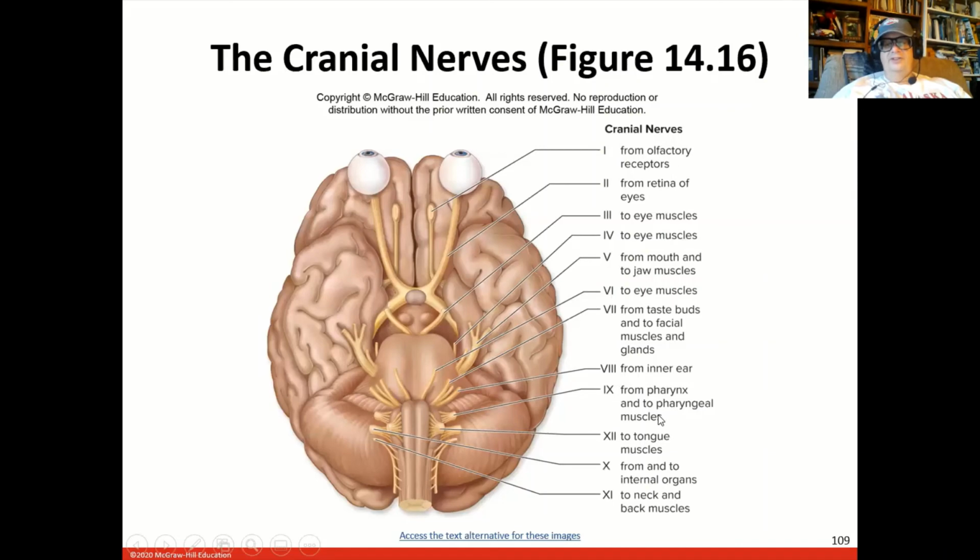Frontopharynx and pharyngeal muscles. Yeah, these are straightforward. Glosso for tongue muscles. And 10, the vagus, goes everywhere. And tell me why 12 up there. Where's my 11, 10? Okay. It's kind of weird the way they laid this out, but that's because they're switching sides. Anyway, moving on.